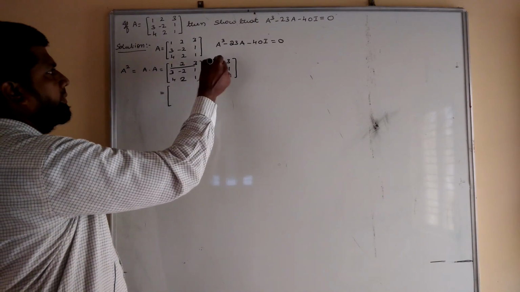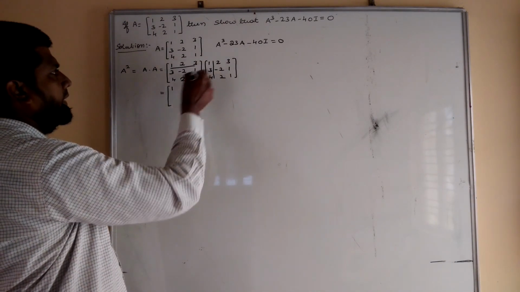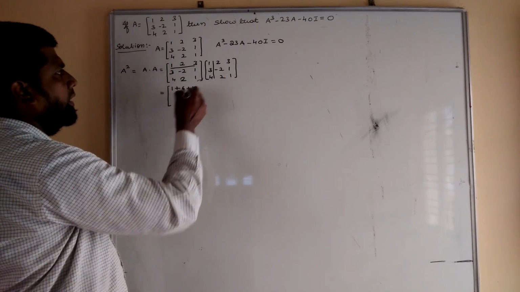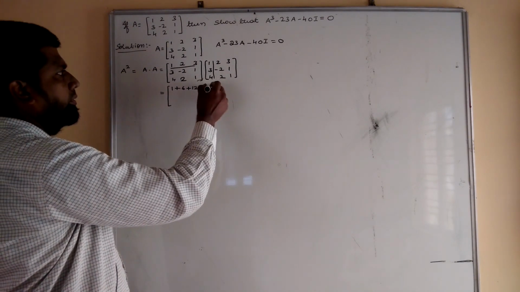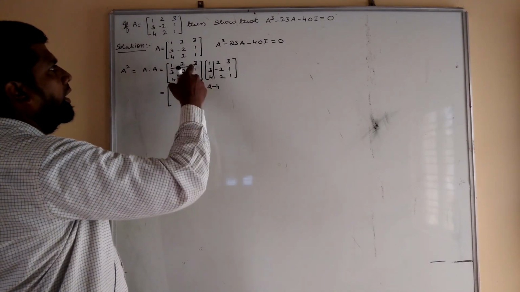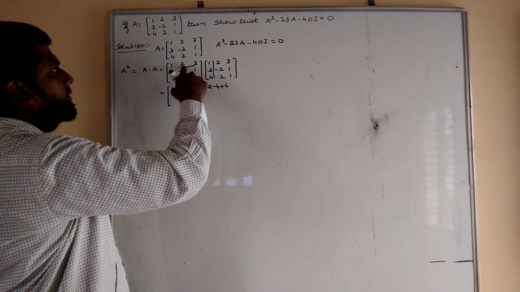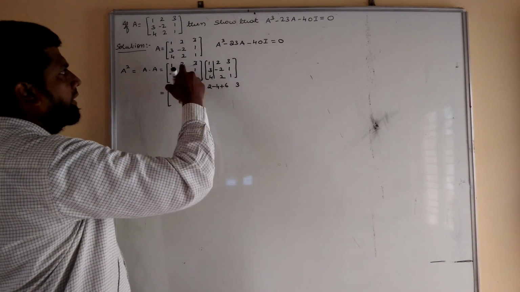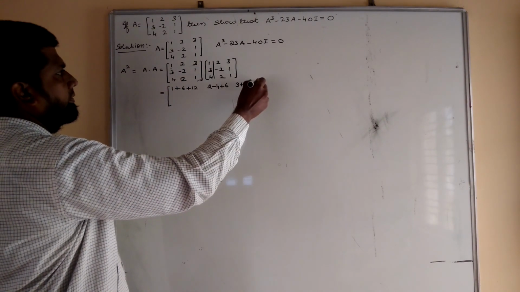First row should be multiplied with first column. 1 into 1, 1. 2 into 3, 6. 3 into 4, 12. So first row, first column. First row, second column. 1 into 2, 2. 2 into minus 2, minus 4. 3 into 2, plus 6. Then first row, third column. 1 into 3 is 3. 2 into 1 is 2. 3 into 1 is 3.